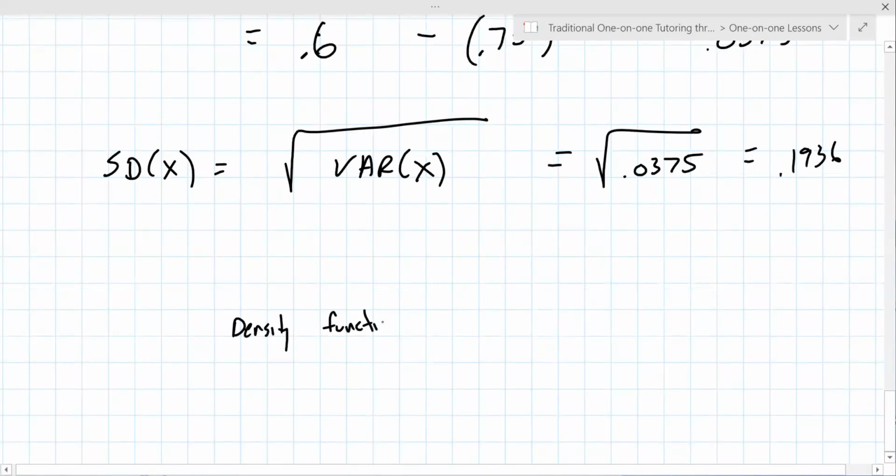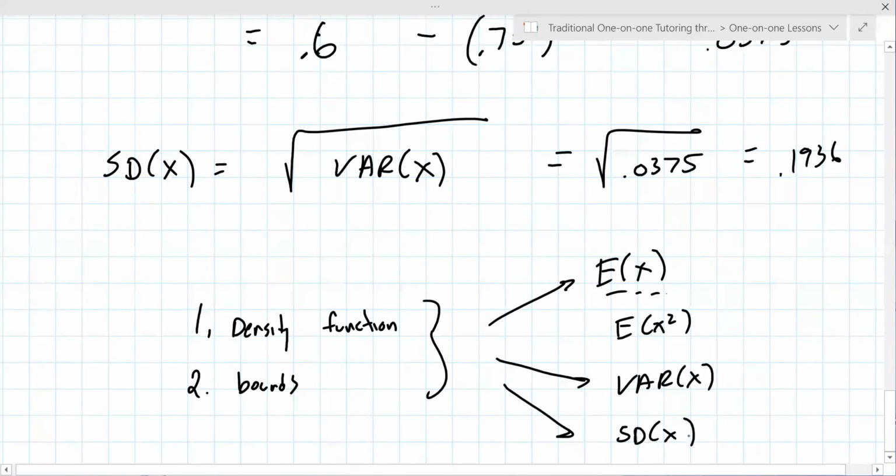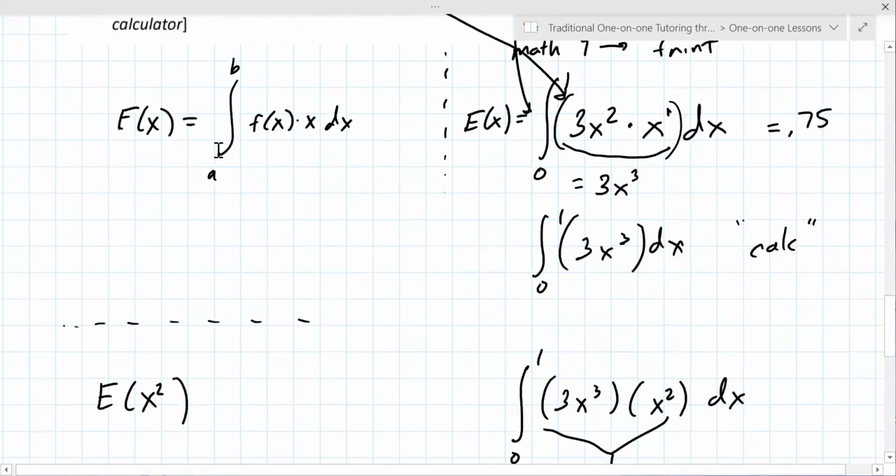So there's two things that have to be given, the density function and then the bounds. And this leads to expected value of X, the intermediate step, expected value of X squared. Then the next thing they usually want, which is variance of X, and then the standard deviation of X. Okay. And if the density function was like 5x to the third, would my second step lead me to like 5x to the fourth for expected value of X? Yes.